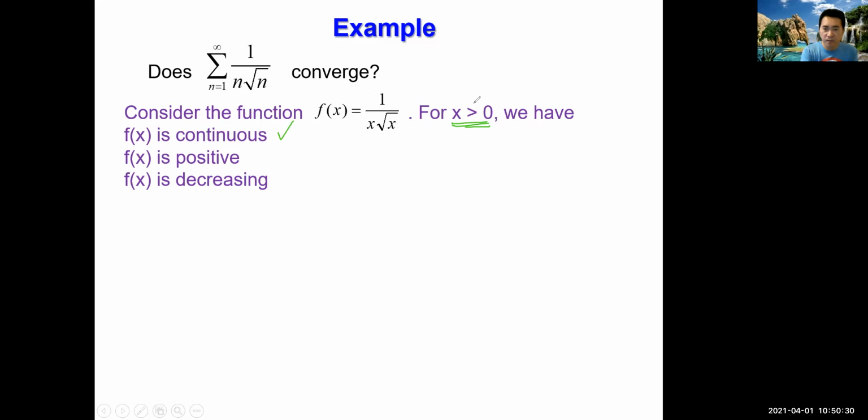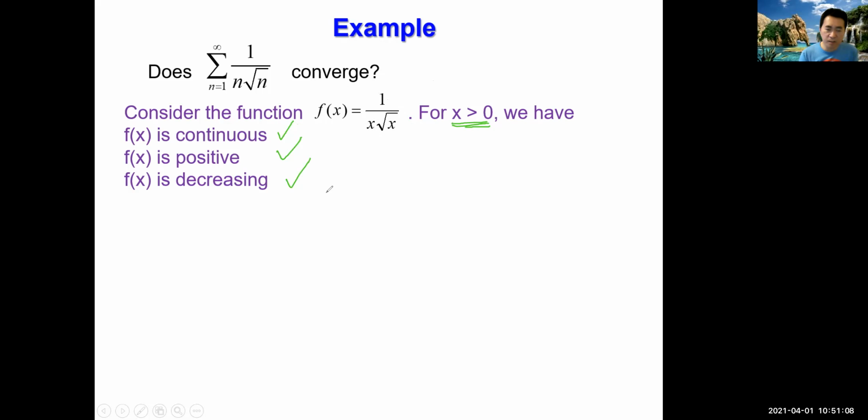Is it positive? In general, no, right? Because it could be negative, but when x is more than 0, if you plug in any positive number here, you do the math, it's going to end up with a positive value. So it's always positive. Is it decreasing? Well, it's easy to see because 1 is on the numerator, it's constant. The denominator contains the variable. As x gets larger and larger, the fraction gets smaller and smaller, so that's decreasing. So in this case, it's easy to check the 3 conditions are met.